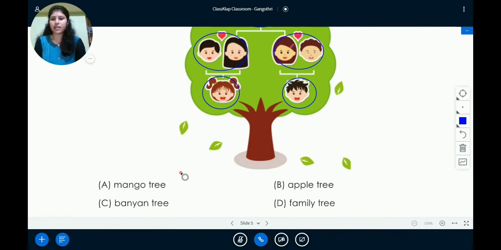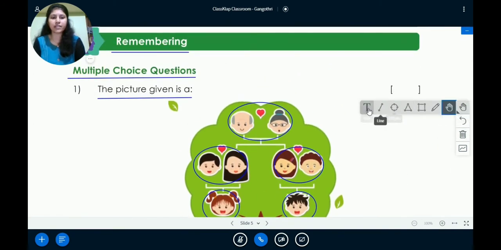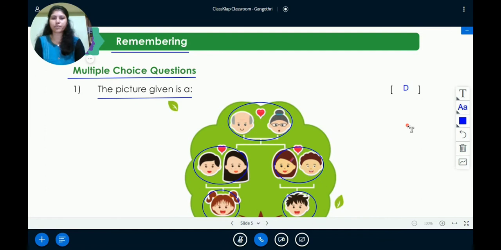Option A, mango tree. Option B, apple tree. Option C, banyan tree. Option D, family tree. As in the picture, we have noticed we have grandparents, parents, uncle, you, and cousin. It is option D, family tree. It is a family tree. Alright, so now we have to go back here and write the correct option. What is the correct option? D is the correct option.